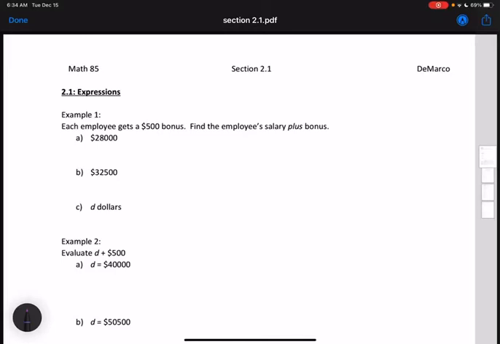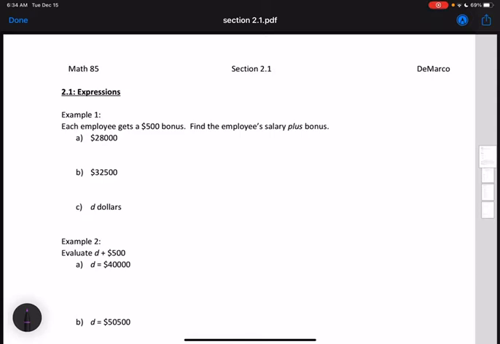This is section 2.1, the start to unit 2, and this is about expressions. Okay, so example 1, we have each employee gets a $500 bonus. Find the employee's salary plus bonus.